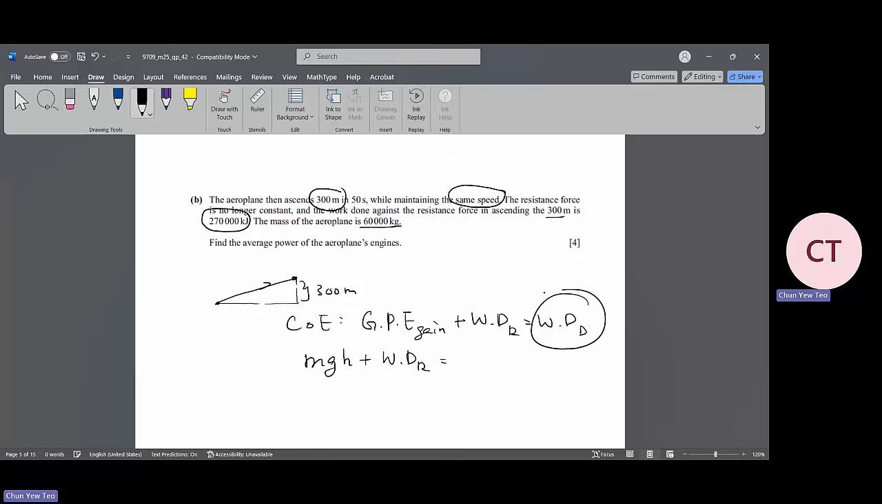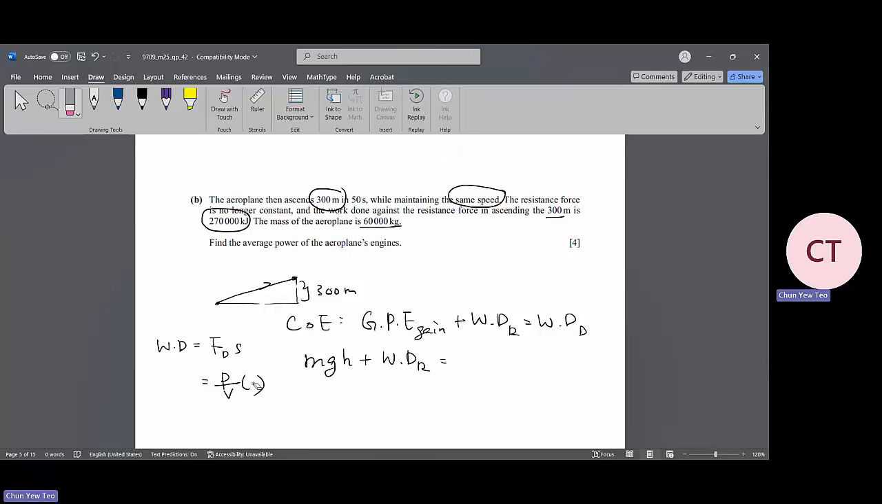Now the thing is, how do you find the work done of the driving force? We know that the formula of work done for the driving force is the driving force multiplied by the distance that you travel. But we know that the force is actually P over V.